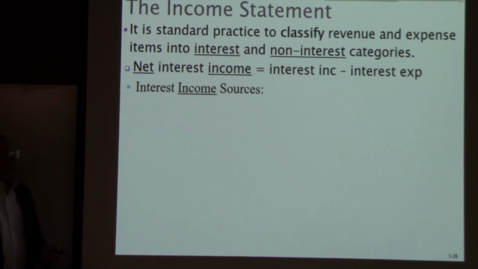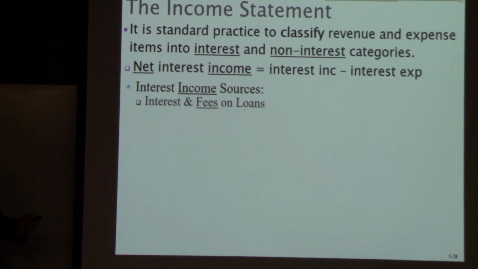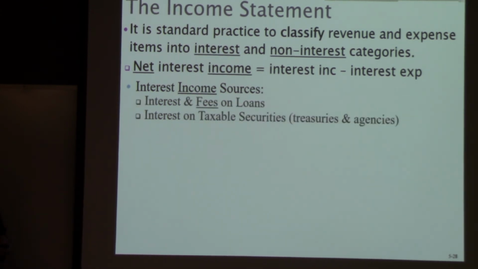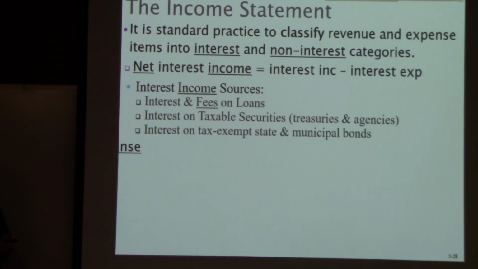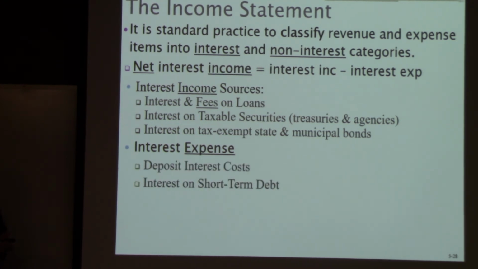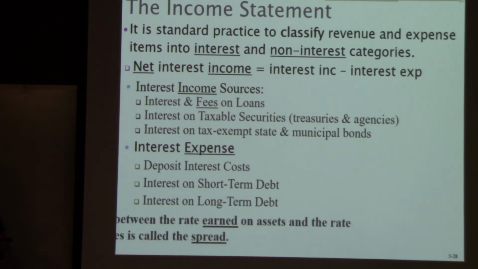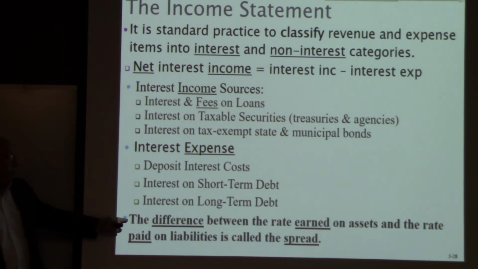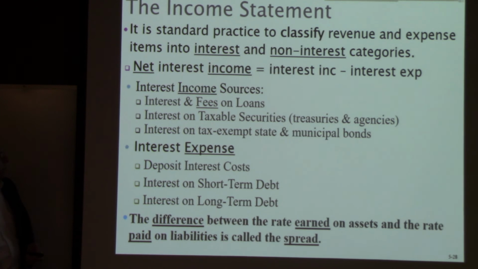Interest income sources: interest and fees on loans, interest on taxable securities, interest on tax-exempt municipal bonds. Then you have your interest expense, which is your deposit interest cost, your interest on short-term debt, interest on long-term debt. And the difference between the rate earned on assets and the rate paid on liabilities is called the spread.